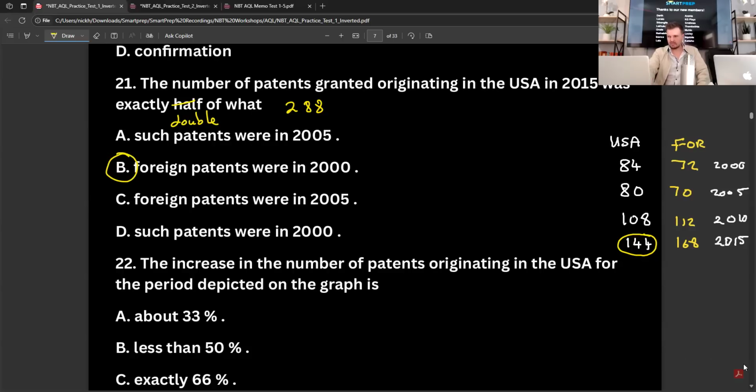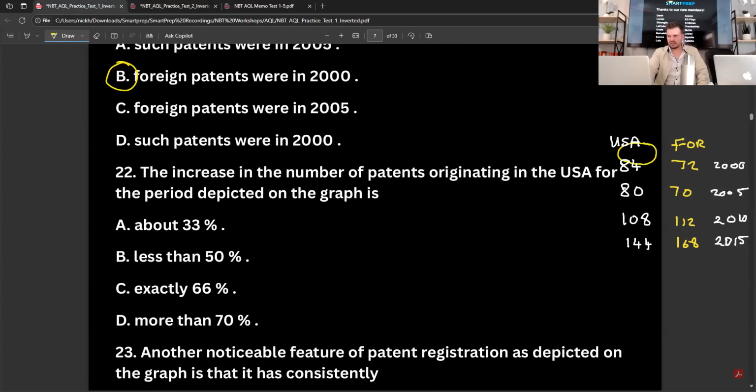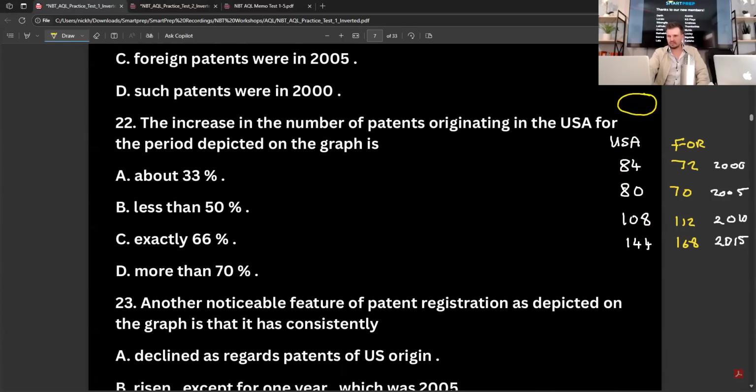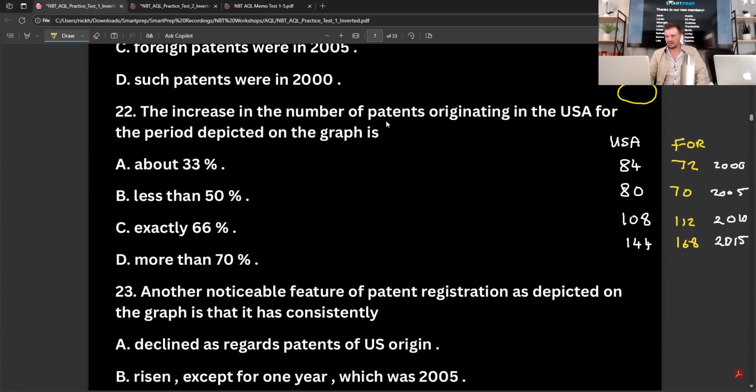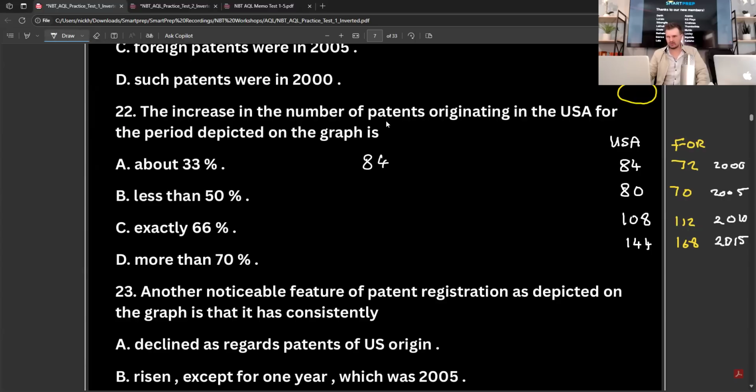All right, the increase in the number of patents originating in the USA for the period depicted on the graphs is, okay, so we want to look at the increase from 84 to 144, right? USA, 84 to 144. So if we subtract that, 144 minus 84, we get 60, right? And so we will do 60 over 84.